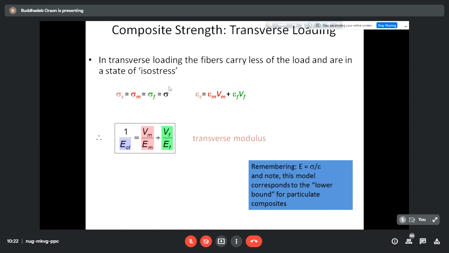Now, I am leaving you to see the derivation of all this, and also if you can see some numerical problems. I am adding here some numerical problems, and you can solve these problems yourself, and you will get the idea. So these are very simple equations about these two cases, longitudinal loading and transverse loading.